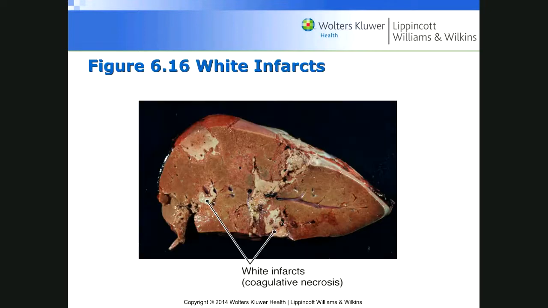Okay, so usually a white infarct occurs in a solid organ. You can see here, like the liver, but the lungs, that's a soft one. That's more like a red infarct.